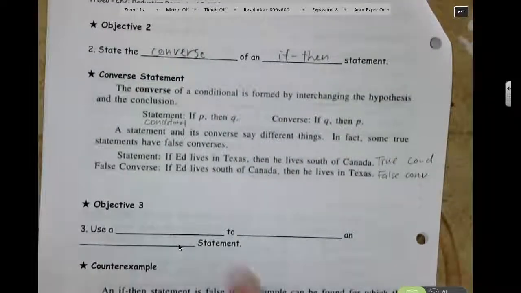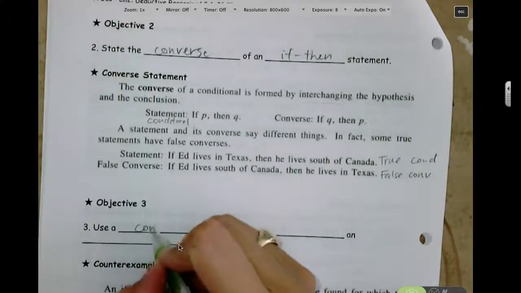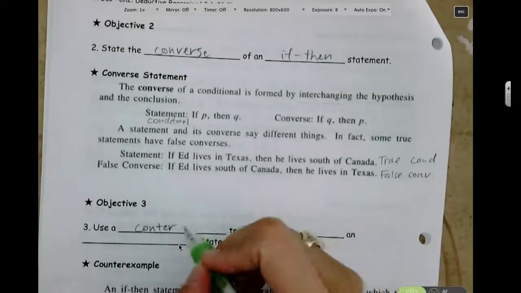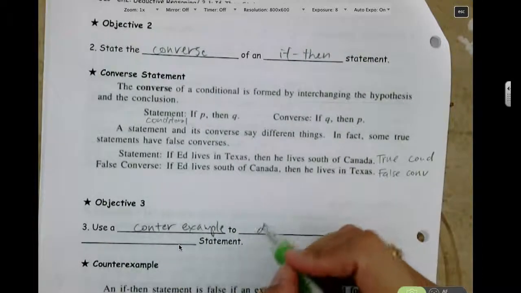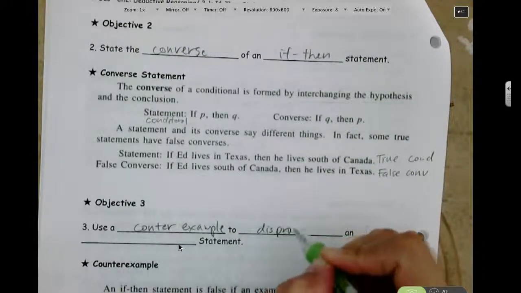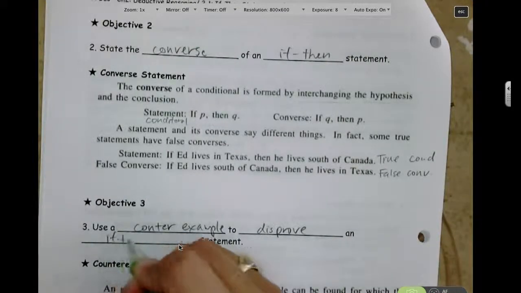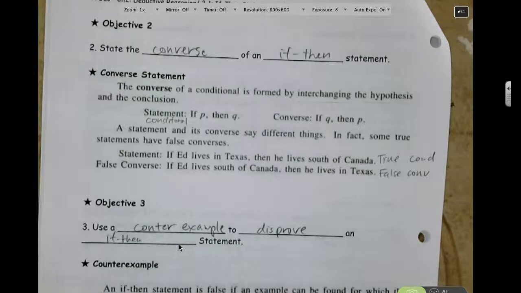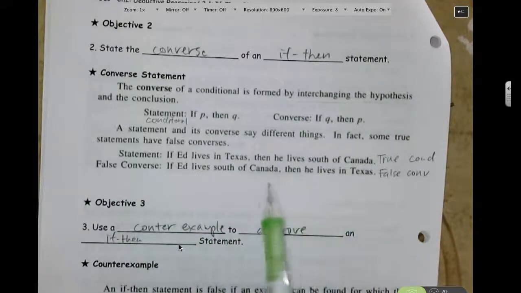Okay, all right. Objective number 3, use a counterexample to disprove an if-then statement. Okay, so you know that this is not true, but to prove that this is not true, you have to come up with an example that makes this sentence incorrect.